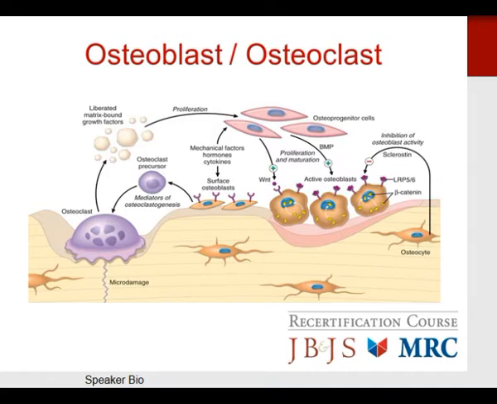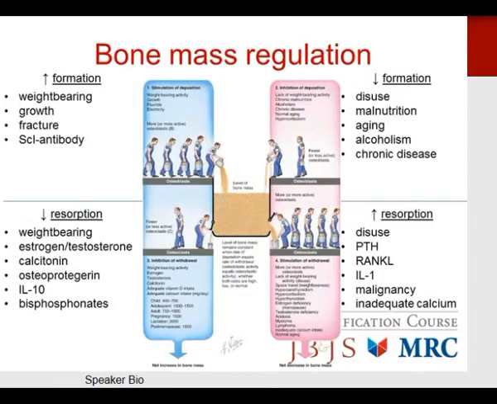I like this slide here because it can show how bone is produced and how bone is resorbed, and how increased formation or decreased formation can play a role in bone metabolism, or decreased resorption or increased resorption as well. So on the top of the slide is osteoblast function, the bottom of the slide is osteoclast function. So it's important to realize that weight bearing is important for bone formation. Growth, fracture, as well as sclerostin antibody can all increase bone formation. If you want to decrease bone formation, it's typically things like malnutrition, aging, chronic disease, those types of things which shut down osteoblasts from forming new bone.